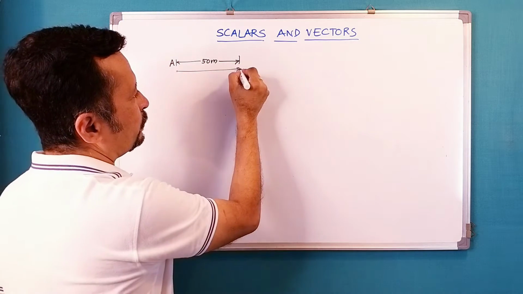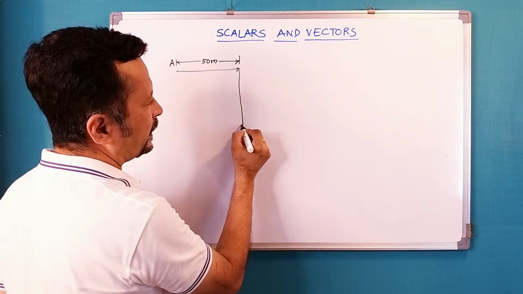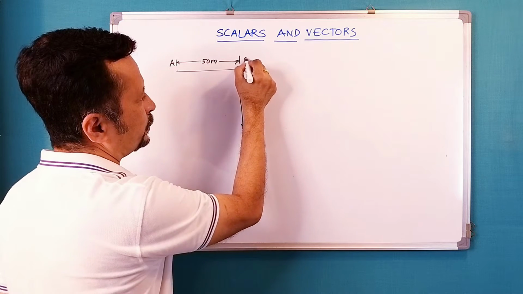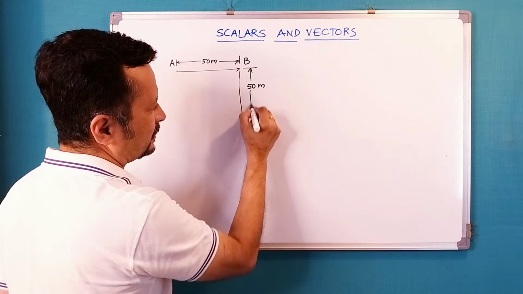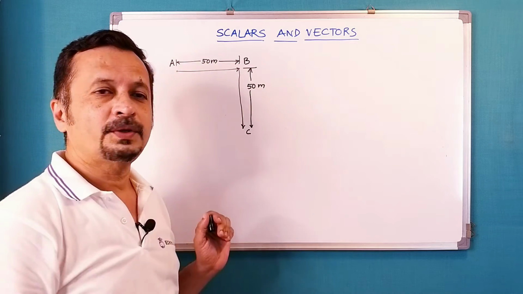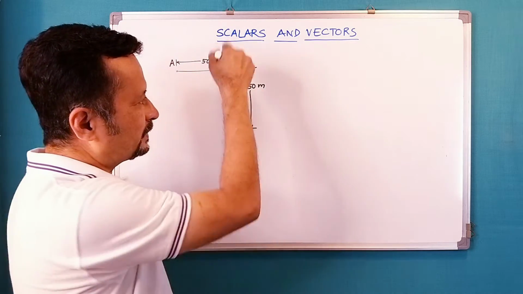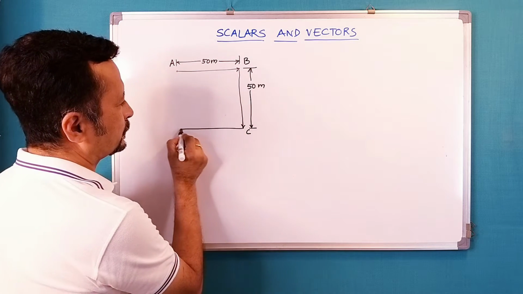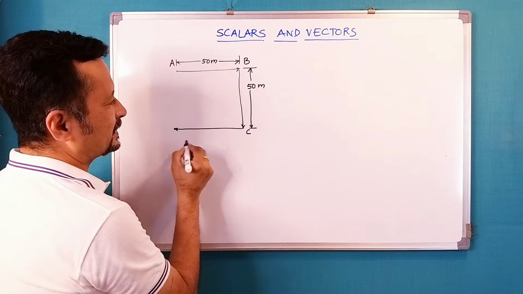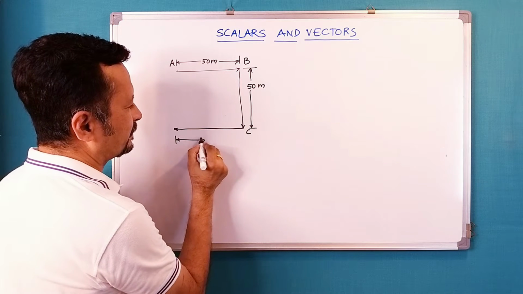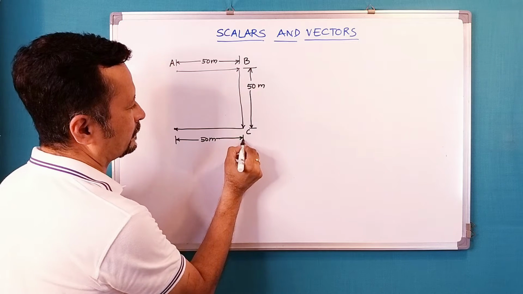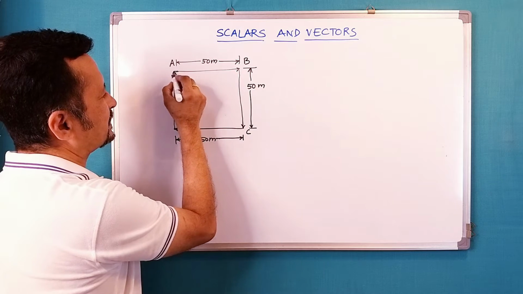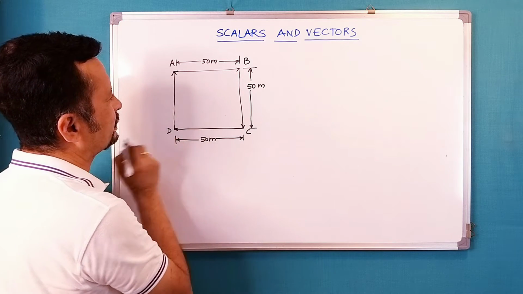Now I walk towards south. Again maybe this distance is 50 meter. This point was B and now this point is C. So the distance between B and C is also 50 meter, and this BC is pointing towards south. Now again I travel towards west, let us say 50 meter again, and then finally I walk towards north and reach back to where I started from. So this point is D here.